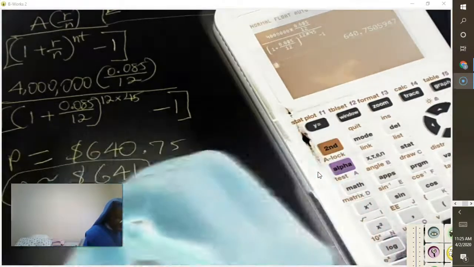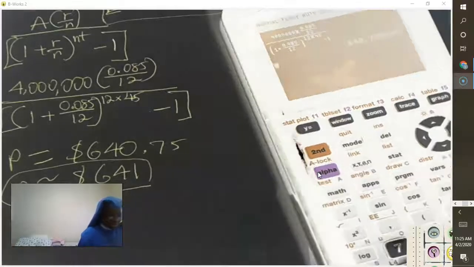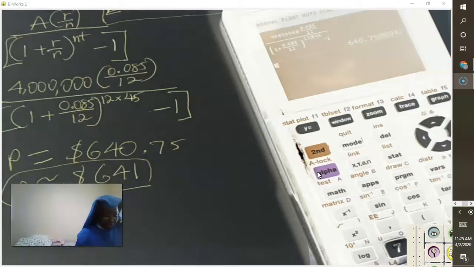So this is the amount that you must deposit in the account, and you'll be paying that amount every month. At the end of every month you deposit $641 to be able to get that 4 million at the end of 45 years. All right.